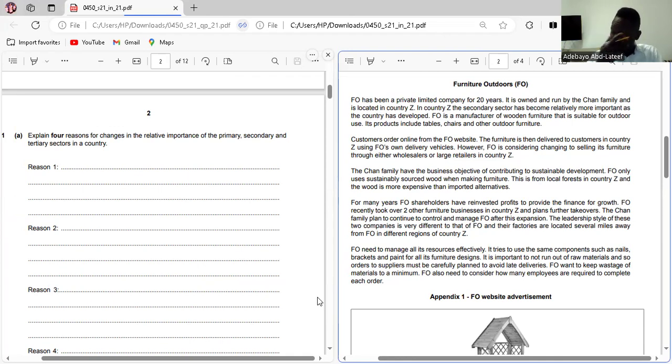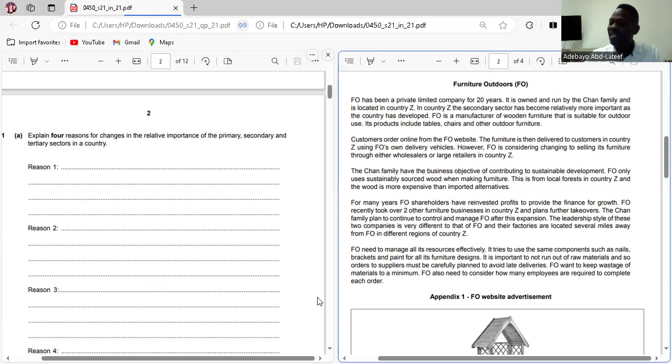The secondary sector: changes in the secondary sector could be as a result of an increase in industrialization. What is industrialization? It is an increase in manufacturing businesses. So if there's industrialization in the economy, the secondary sector would increase its output and employ more workers. But if there's deindustrialization, the secondary sector would reduce its output and reduce its employment.